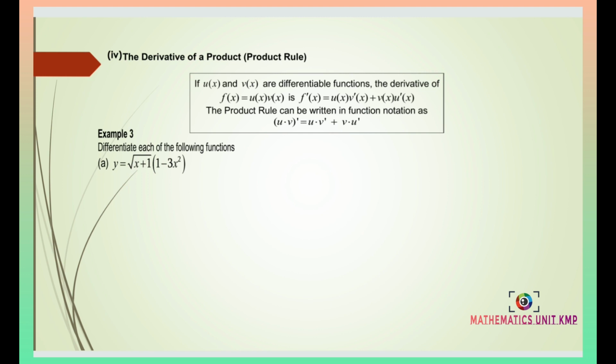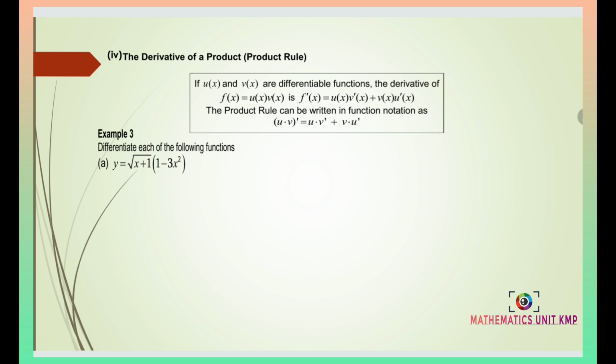Go to another rule, that is the derivative of a product, known as the product rule. If u(x) and v(x) are differentiable functions, the derivative of f(x) equal u(x) times v(x) is f'(x) equal u(x) multiplied by v'(x) plus v(x) multiplied by u'(x). The product rule can be written in function notation as (uv)' equal uv' plus vu'.